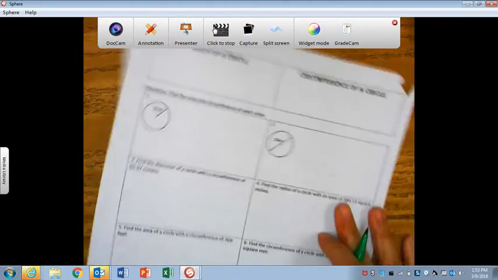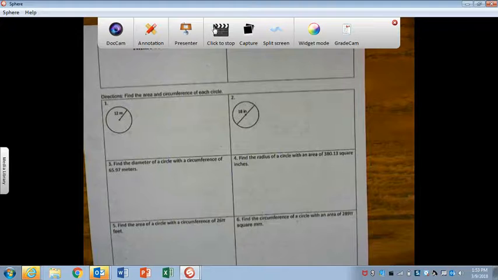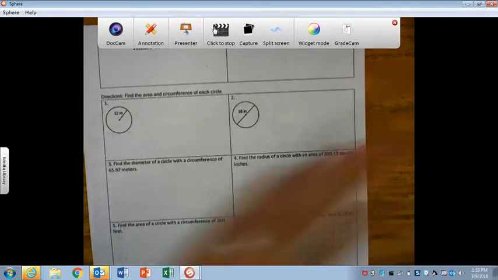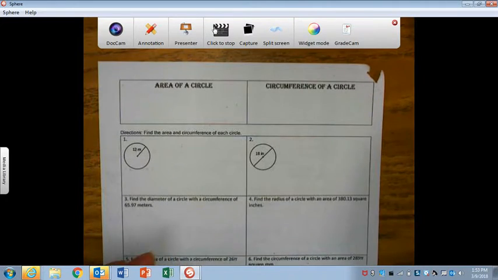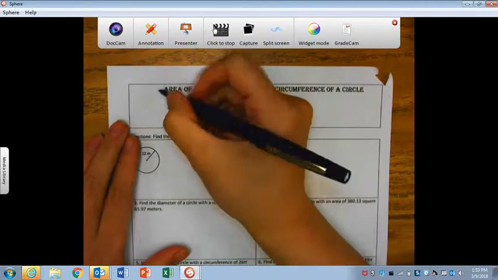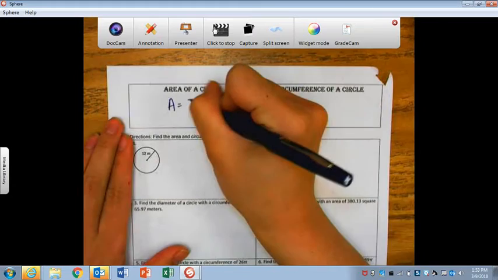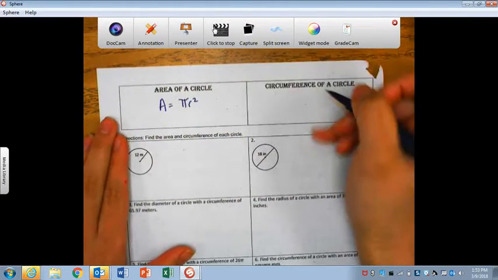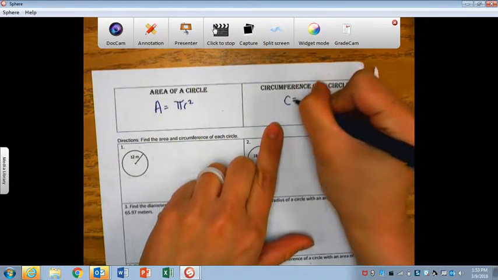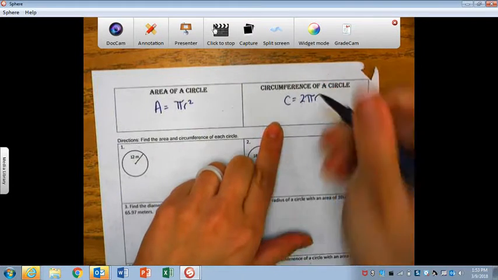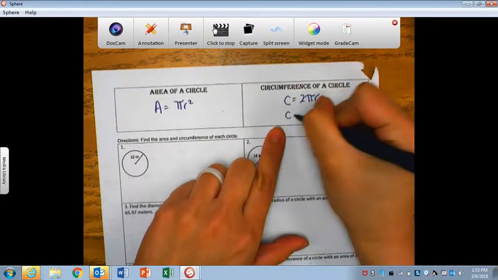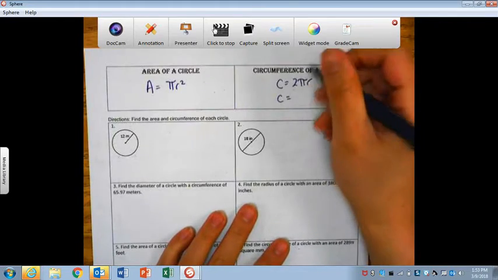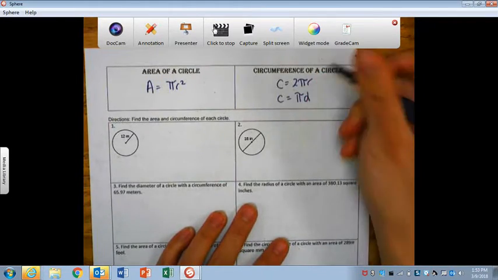Let's go ahead to the back. What you have are two formulas that you should know. We've done this since middle school. The area of a circle is pi r squared. And for circumference, you are used to this, 2 pi r. We can also do, in terms of diameter, pi times diameter.